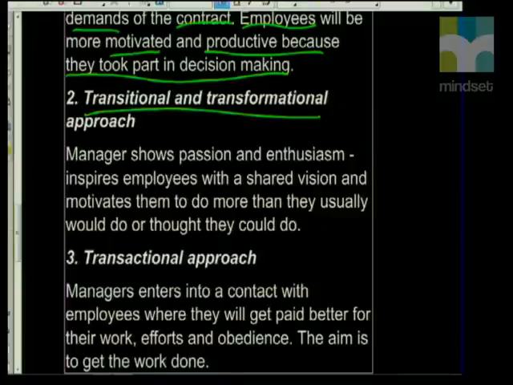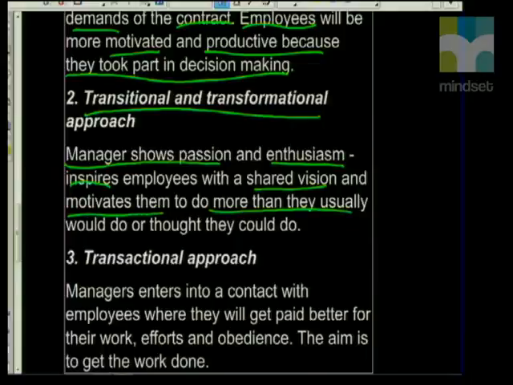The next leadership or management style would be transformational approach. Now, managers show passion and enthusiasm. Now, this will inspire employees with a shared vision and motivate them to do more than they usually would, or thought they could do. So with transformational leadership, you inspire people. There's a lot of examples. An example that they often use for transformational would be Desmond Tutu, where this man inspires people to do things through what he does, and people want to follow him. So that's one way of looking at it.